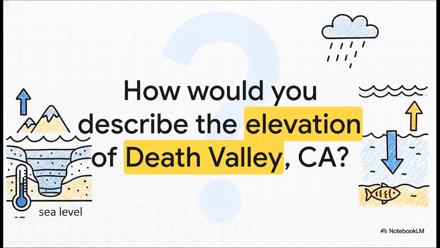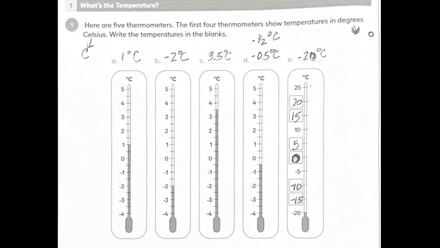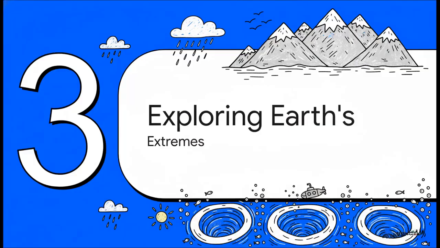Yeah, let's zoom in on Death Valley for a second. The table shows its elevation is -282 feet. So when you see that, what's it really telling you about where it is physically? Exactly. That minus sign isn't just a number, it's a direction. It tells us that Death Valley is literally, physically, 282 feet below sea level. No wonder it's one of the lowest and hottest places on Earth.